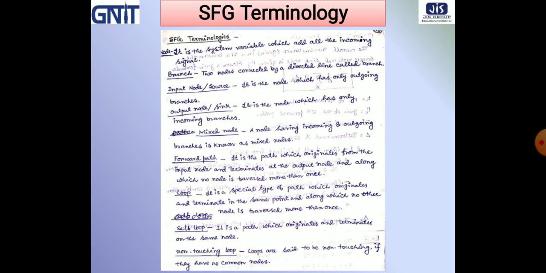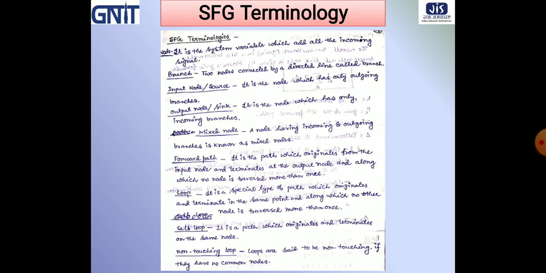Now before going to our main topic, that is Mason's gain formula, there are some terminologies in the signal flow graph. Now first terminology is, what is node? It is a system variable which adds all the incoming signals. That is called node, which adds all the incoming signals. Now what is branch? Where 2 nodes are connected by a directed line. Directed line means there is an arrow. So that is called branch.